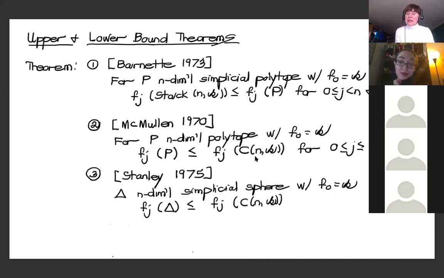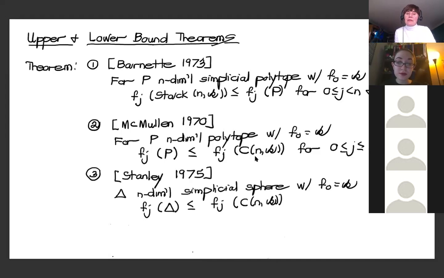All right, what about getting bounds on F vector entries? Well, Barnette showed that if you're given a simplicial polytope with K vertices, the F vector entries are minimized on something called the stacked polytope. What it is, you start with a simplex of whatever dimension you're in, n, and then you take shallow pyramids over the facets until you have enough vertices. That's the polytope that minimizes the F vector.